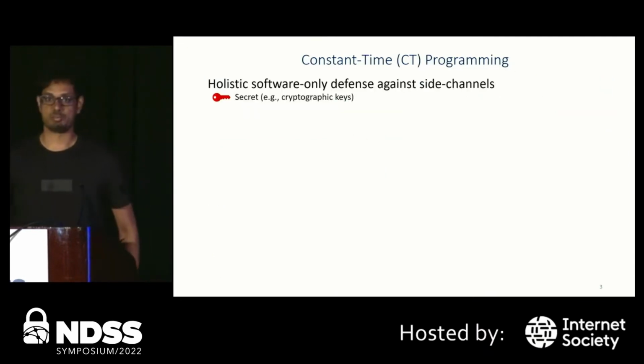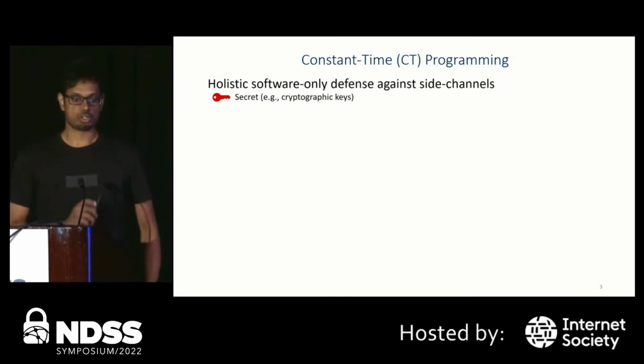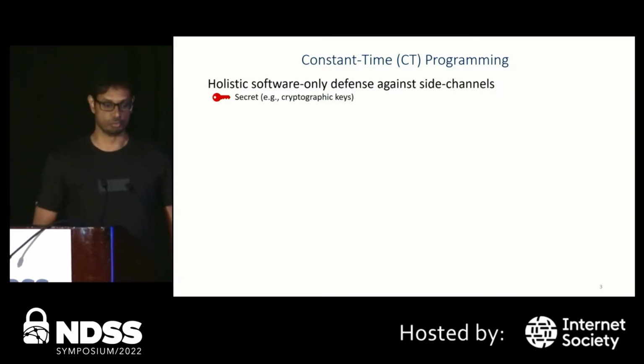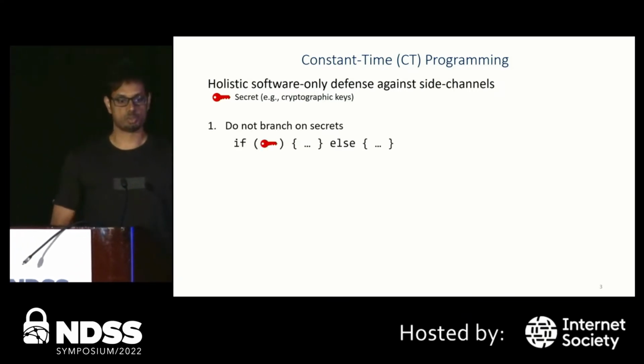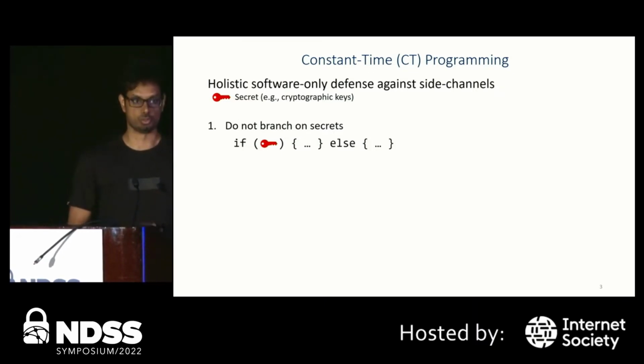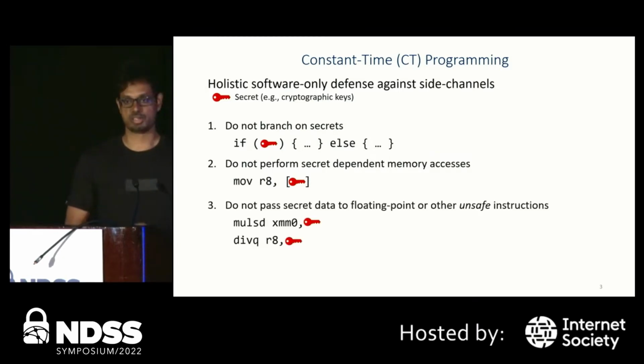Constant-time programming is a holistic, software-only defense against such side channel attacks. Today, when experts think about writing constant-time code, they mainly follow these three rules. First, to prevent leaks through branch side channels, they do not use secret data as predicates to branches. Second, to prevent secrets leaking through cache-based side channels, they do not perform any secret-dependent memory accesses. And lastly, they do not use secret data as operands to variable timing instructions like the floating point or the divide.